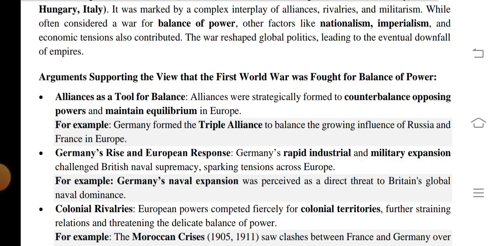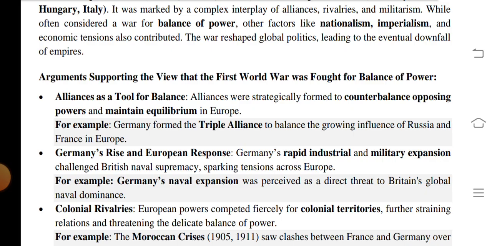Germany's rise and Europe's response. Germany's rapid industrial and military expansion challenged British naval supremacy, sparking tensions across Europe. For example, Germany's naval expansion was perceived as a direct threat to Britain's global naval dominance.